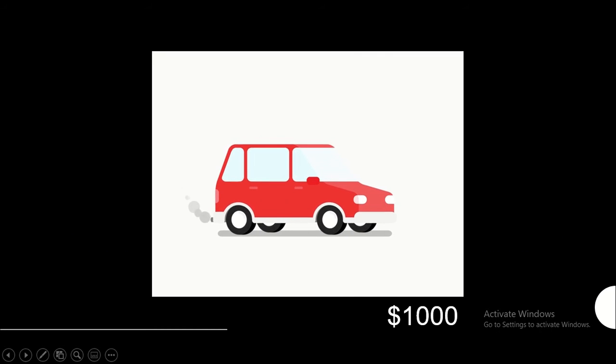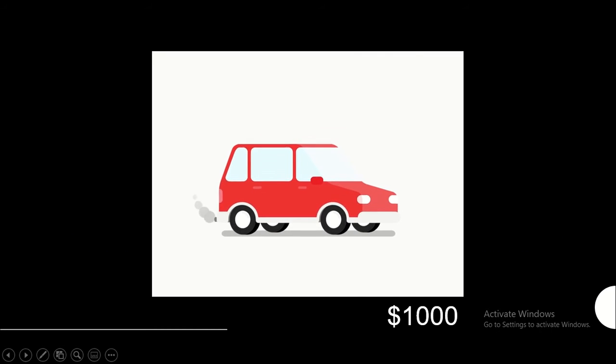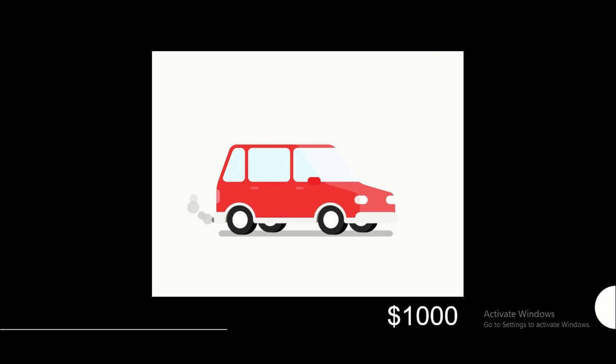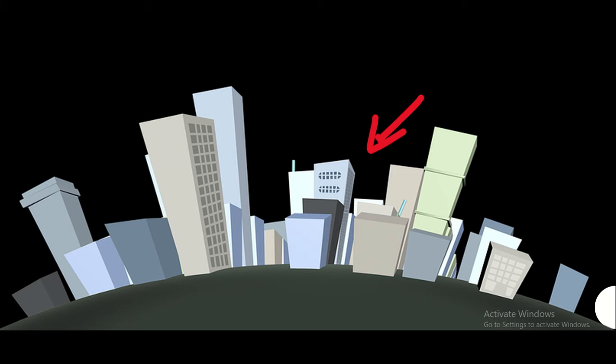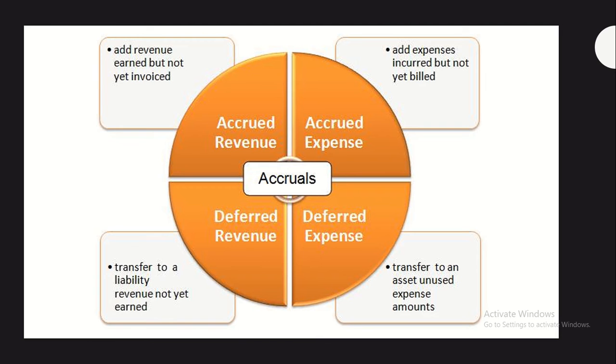For example, James sold a car for $1,000 on October the 1st, but the payment is not due until November 30th. Using the accrual method, the revenue will still be recorded for October the 1st. All companies operate a bit differently. Some receive cash before and some receive it after. With this in mind, we have four basic scenarios: accrued revenue, deferred revenue, accrued expense, and deferred expense in adjusting entries.